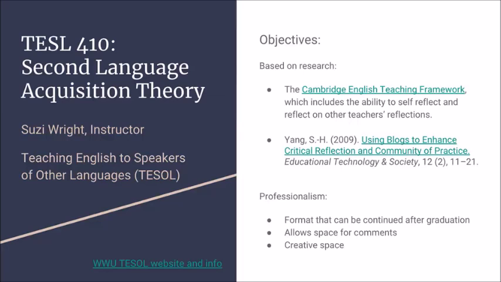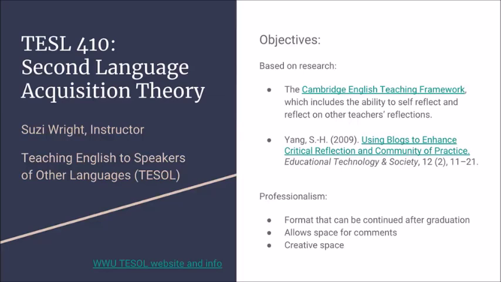She wanted the students to do some self-reflection, because that is one of the criteria in the Cambridge English Teaching Framework, for them to reflect on their own experiences and to be able to reflect on their peers, and to take those reflections and other experiences into account and apply them to their own teaching.